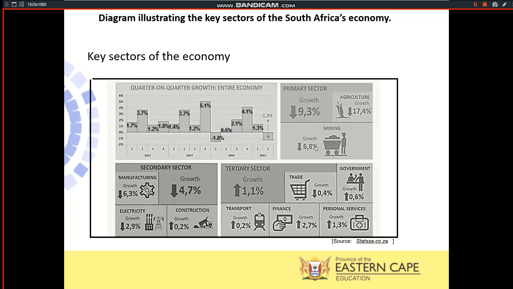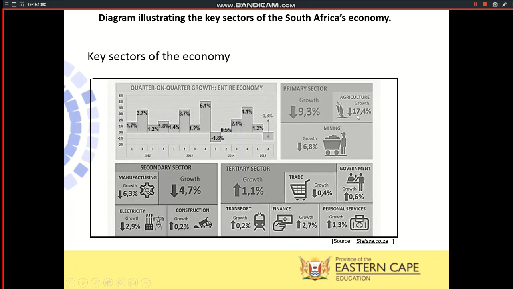And here you can see they give you bar graphs and a lot of information. They're giving you percentages, and they're also giving you the different key sectors of the economy. Let's look at them. In one part of the diagram, it's quarter on quarter growth for the entire economy. So they give you the quarters for the different years: 2012, 2013, 2014, 2015.